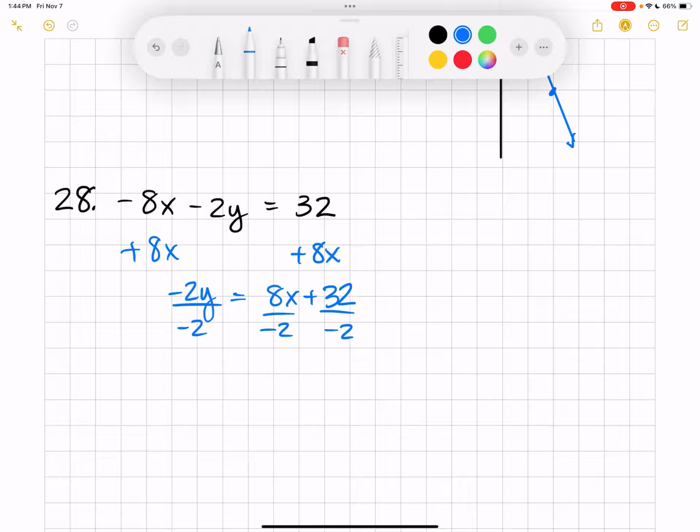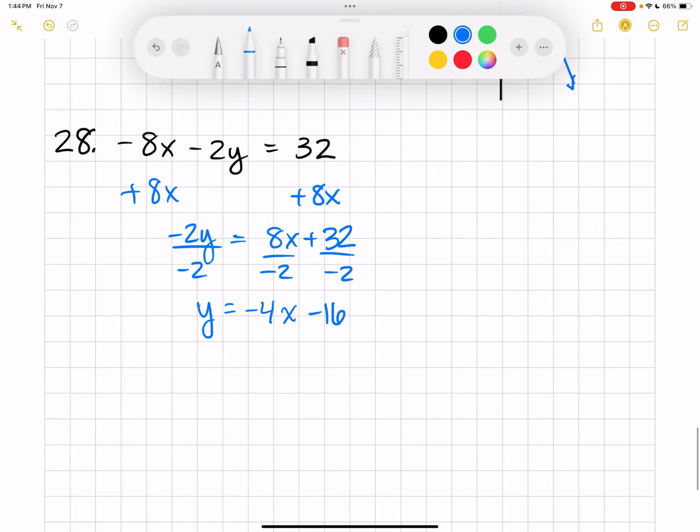So I get y equals 8 divided by negative 2 is negative 4x. And then 32 divided by negative 2 would be negative 16. Now, these numbers are pretty large, right? Like, that's a pretty big number right there. So I'm going to count by something other than ones on this graph. So we'll talk about what that looks like.